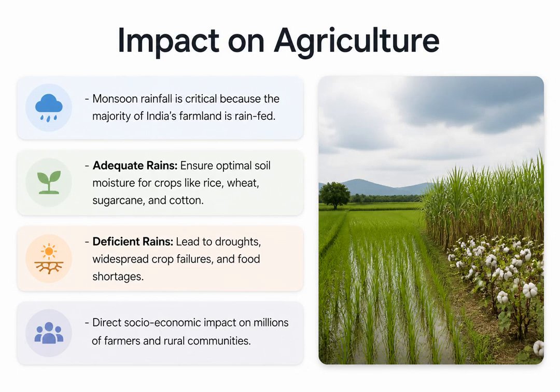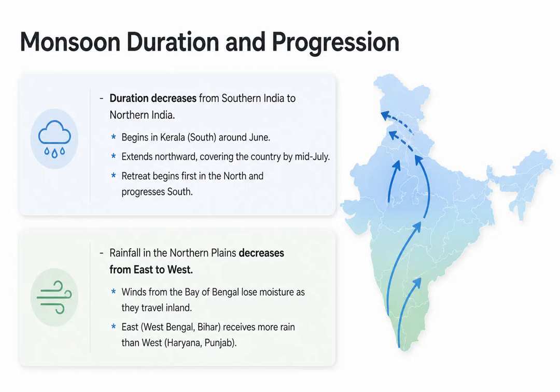The accuracy of these predictions is a matter of life and death for the economy, because the Indian monsoon is the lifeblood of its agriculture. The vast majority of India's farmland is rain-fed, meaning it lacks artificial irrigation. Adequate monsoon rains provide the exact soil moisture needed for water-intensive crops like rice, sugarcane, and cotton. When the monsoon fails, it triggers droughts and crop failures, devastating the livelihoods of millions of farmers and threatening national food security.